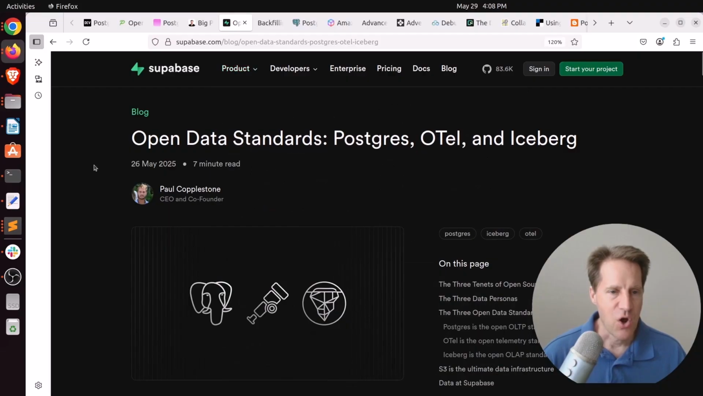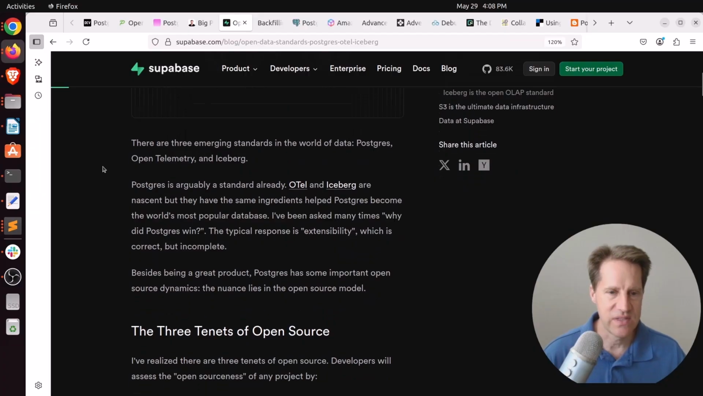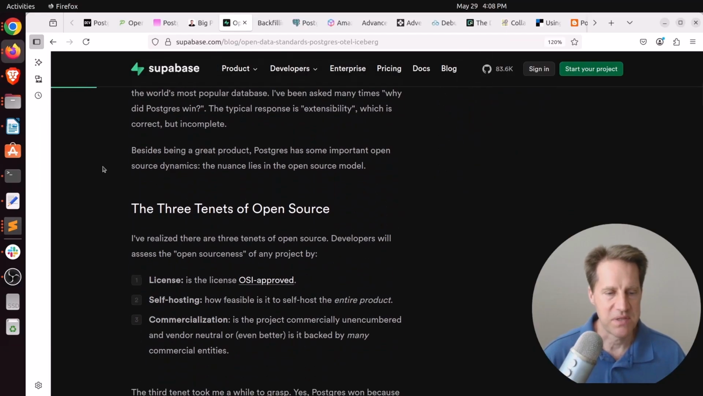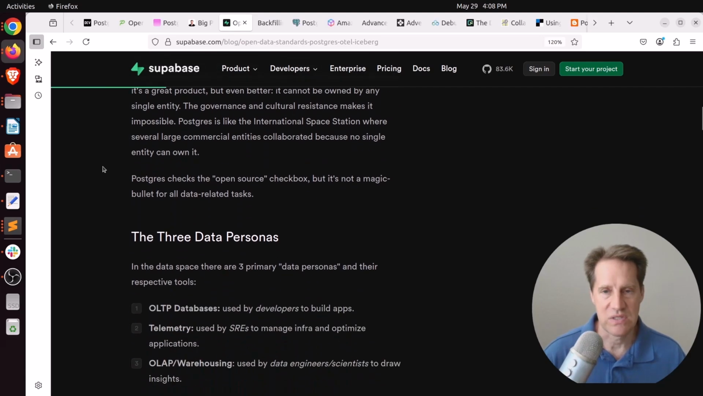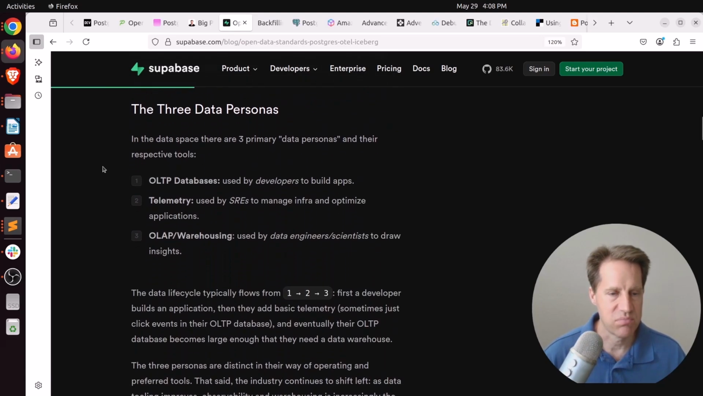Next piece of content, "Open Data Standards: Postgres, OTel, and Iceberg". This is from supabase.com. And I thought this was a good thought leadership post about the state of the data landscape in terms of application development. He talks a little bit about how Postgres has been so successful in terms of an open source project, and then talks about three different data personas.